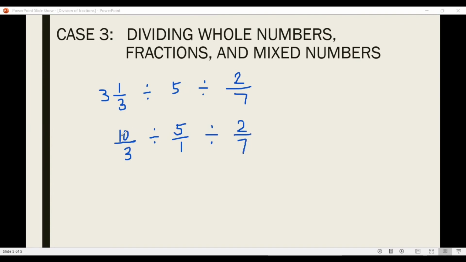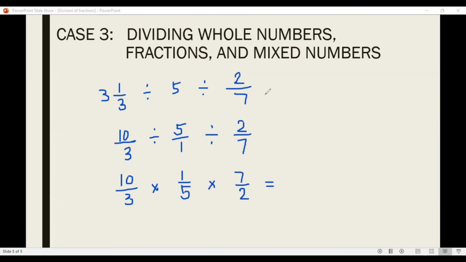Okay, after expressing all the fractions in terms of a numerator over the denominator, we can now have your KFC. So keep, so we are now copying the 10/3, and then all the remaining divisors here will have to be flipped. So we have to have 1/5 as the reciprocal of your 5. You have to remember, if you have a whole number, the reciprocal is always a unit fraction. And then you have 2 over 7, that becomes now 7 over 2. Okay, and of course, we need to change the operation to multiplication.